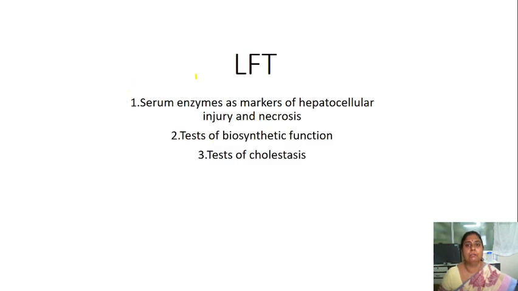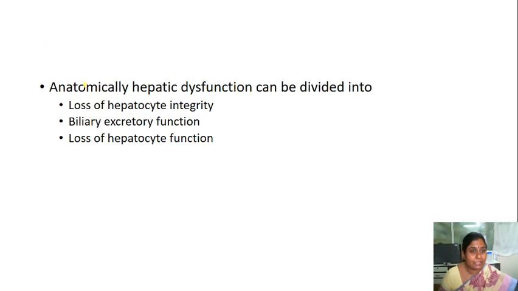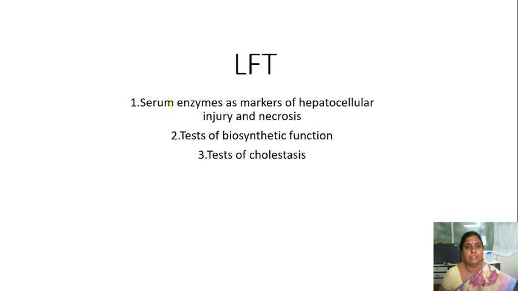Okay, now coming to the LFT. So how do you decide into which of these three categories we can put the disease? By doing an LFT. So serum enzymes, especially ALT and AST, when they are increased 10 times the normal, 40 units per liter is your normal, you take it as hepatocellular injury and necrosis.